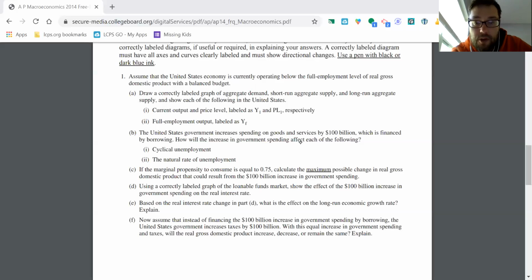Using a correctly labeled graph of the loanable funds market, show the effect of the $100 billion increase in government spending on the real interest rate. Okay, so loanable funds market. I'm just going to go down here for some space. So this is a quantity of loanable funds. This is the price, but it's the interest rate, right? I'm going to label it IR up here and call it the real interest rate down there, which is the same thing as the price of money, right?